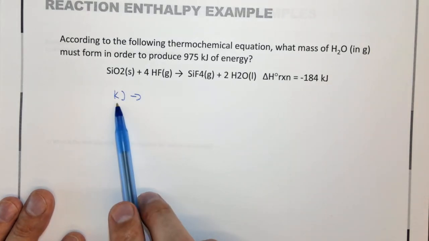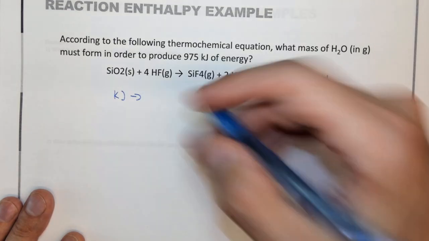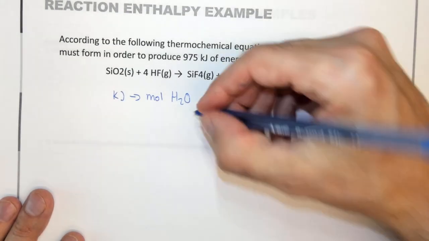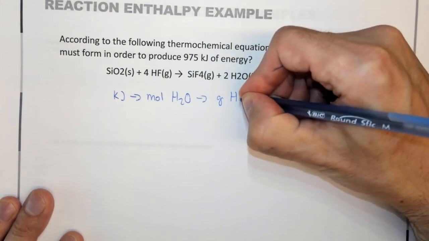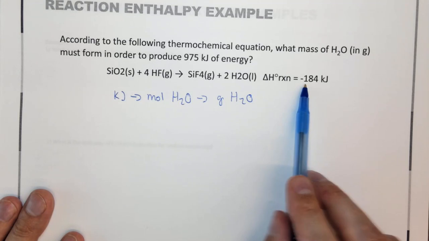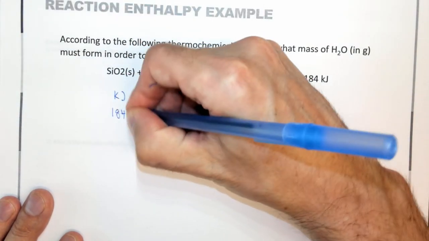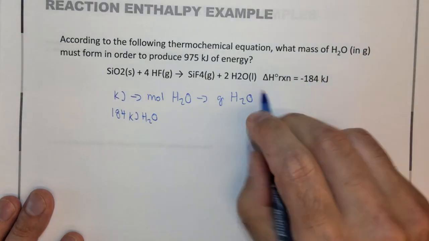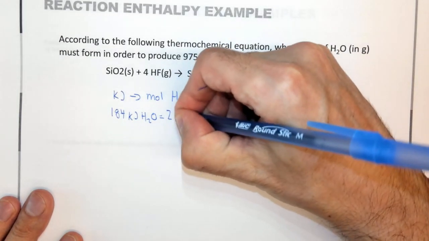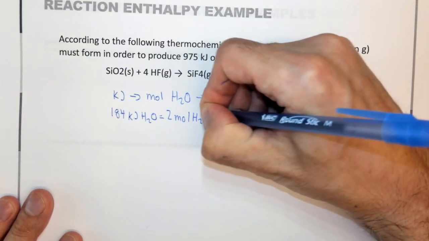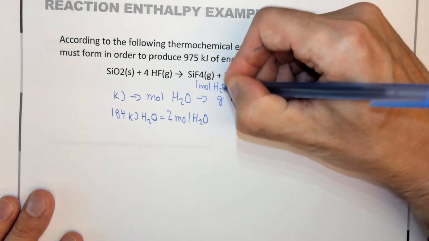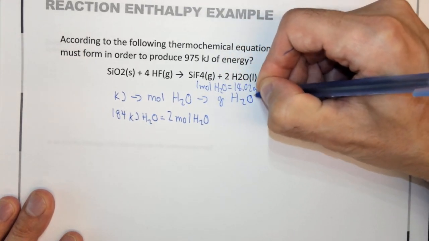But anyway, we want to convert from kilojoules of energy to moles of water. Why water? Because the question asks for the mass of water. Once we have moles of water, we want to convert it to grams of water. Now, the relationship between kilojoules and moles, as we talked about in the previous example, is 184 kilojoules is equal to the stoichiometric coefficient number of moles of water for the reaction as written. So 2 moles of water in this case. And then moles to grams, you may remember by now, 1 mole of water is equal to 18.02 grams of water.